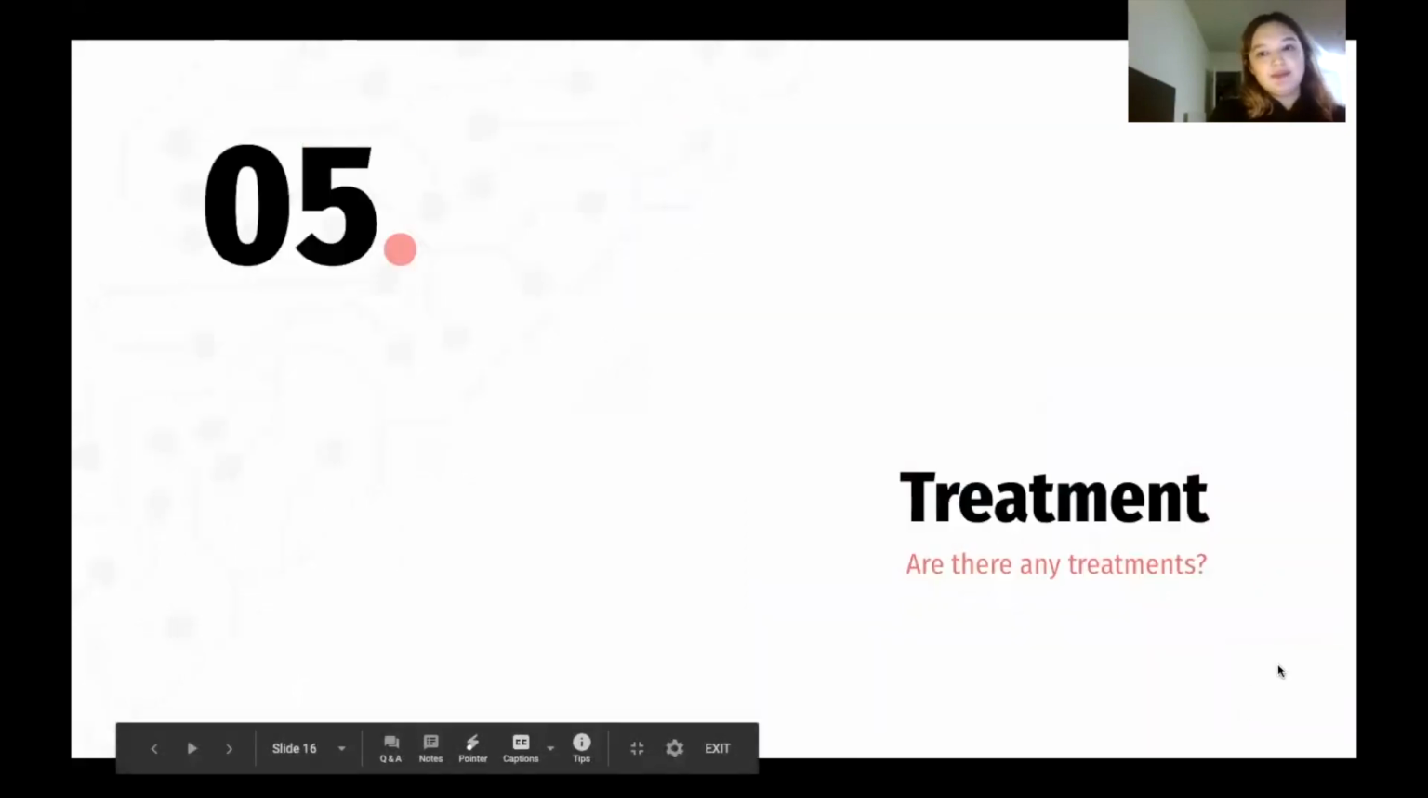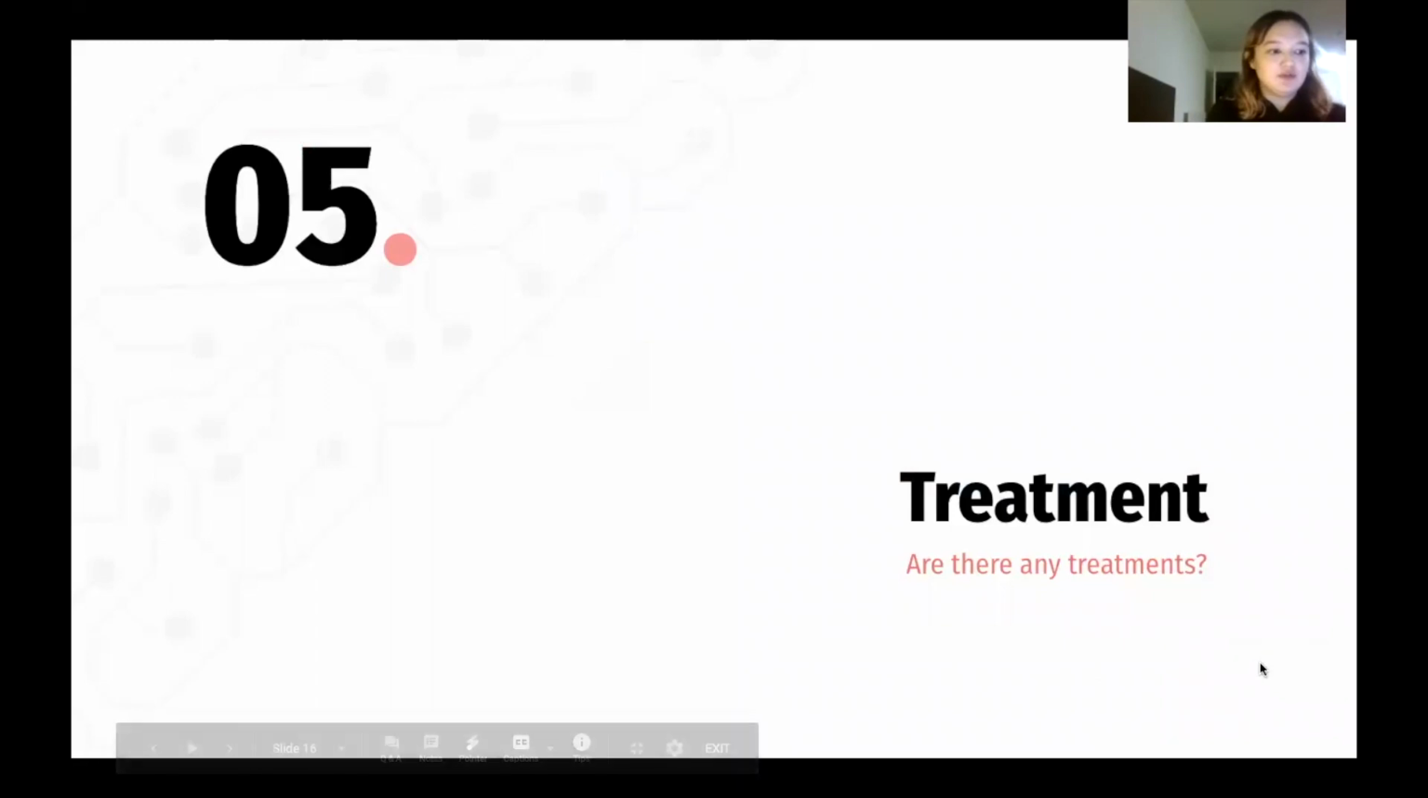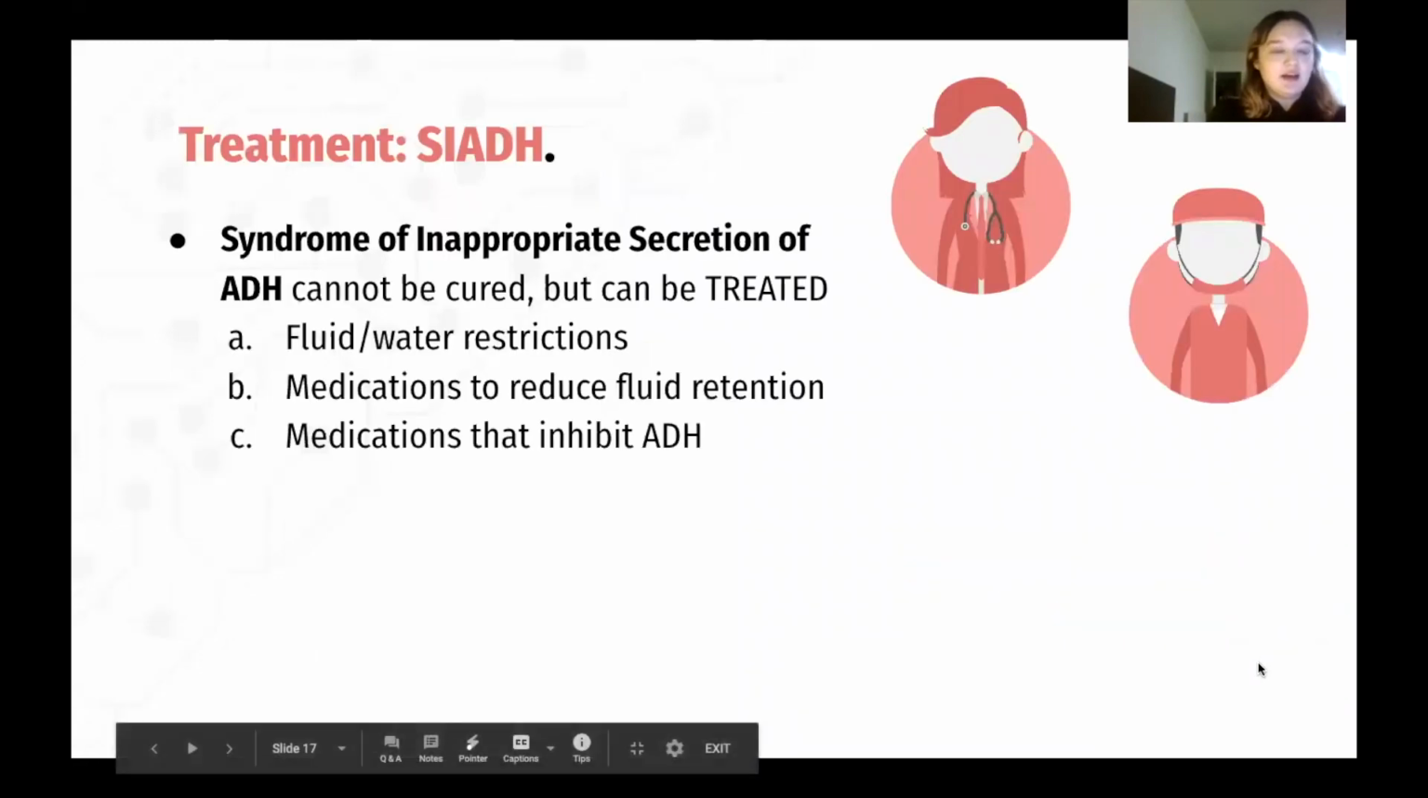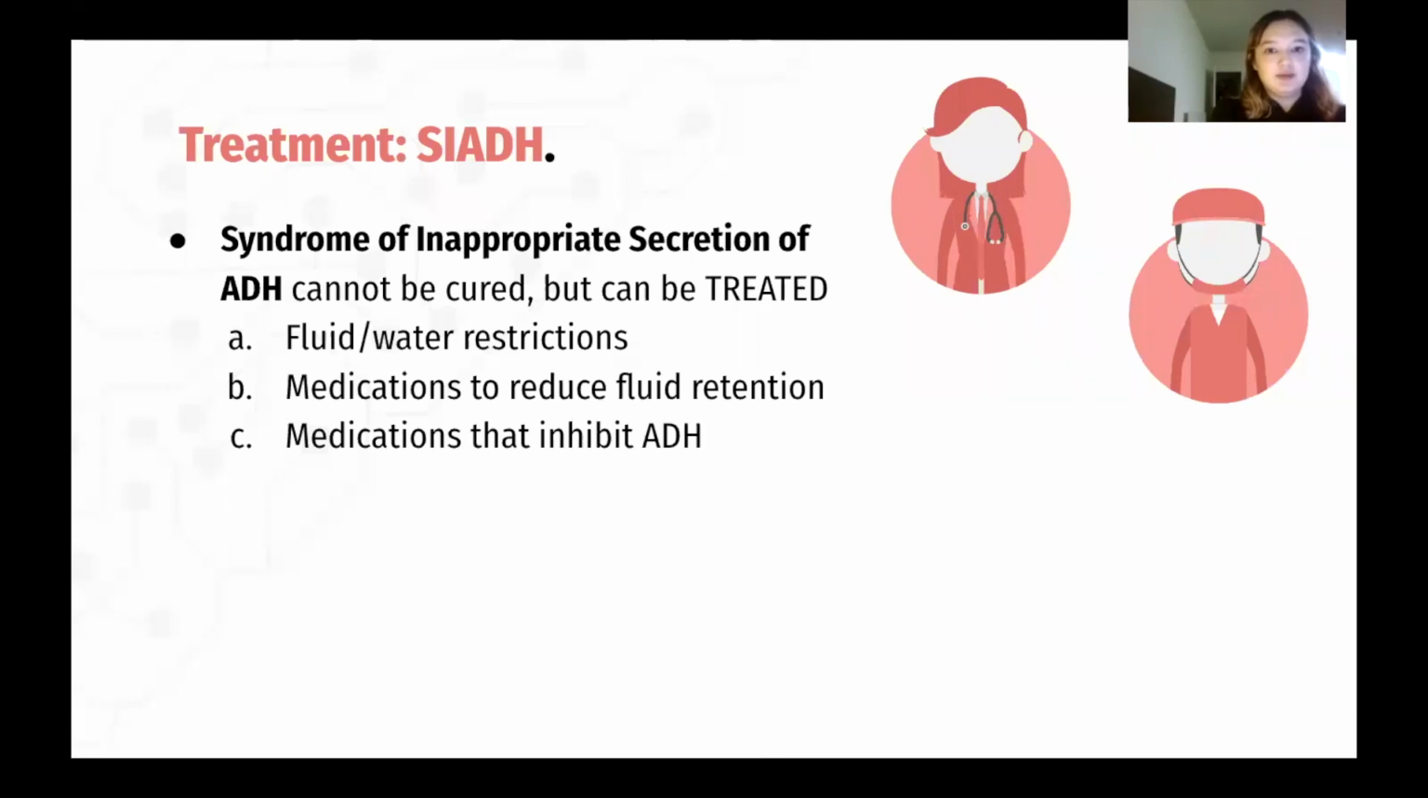So, are there any treatments for those diseases? The treatment of SIADH: it cannot be cured, but can be treated in 3 ways. The first is fluid and water restriction, which is the most common way. And the next is medications to reduce fluid retention and medications that inhibit ADH.